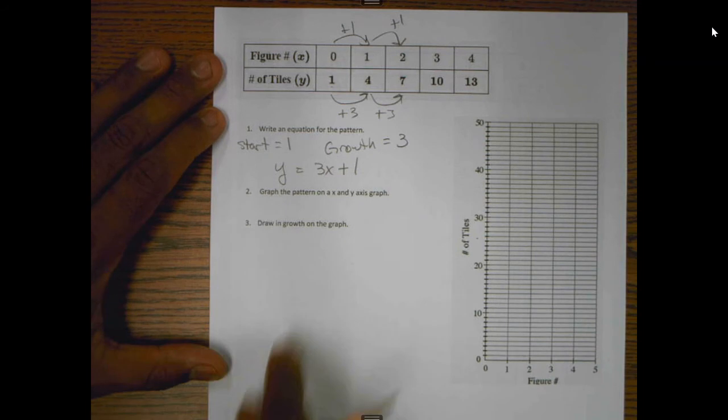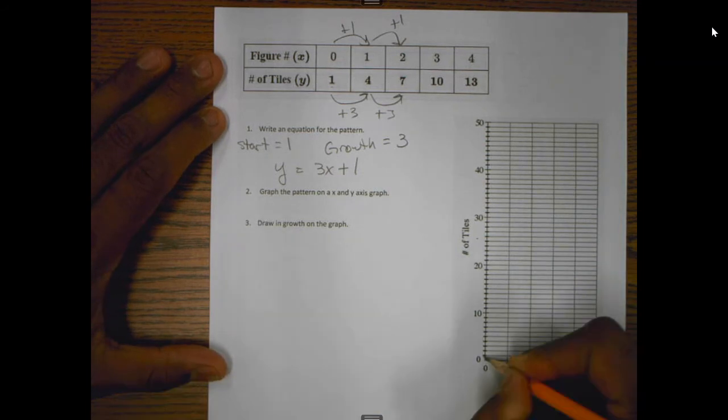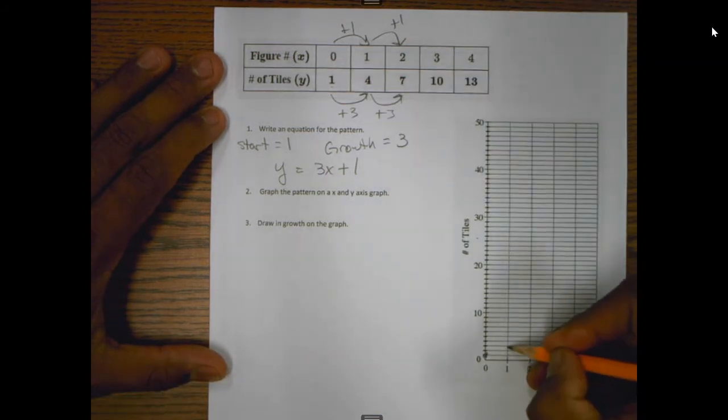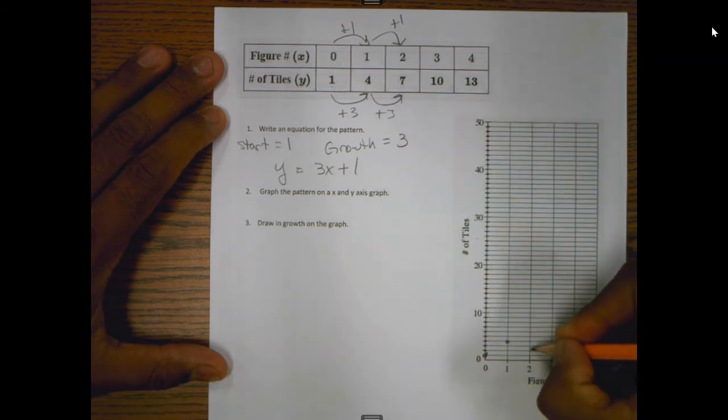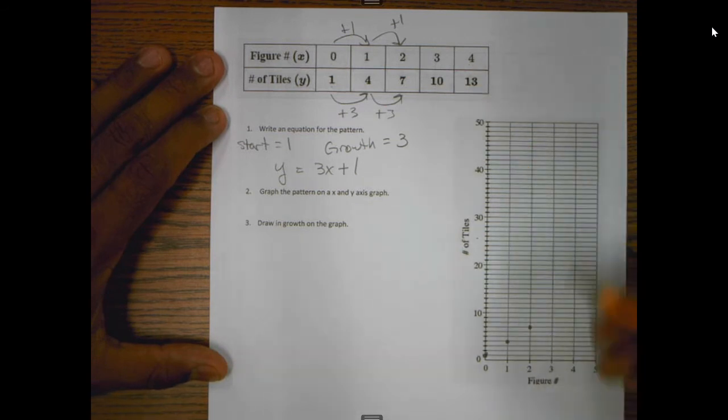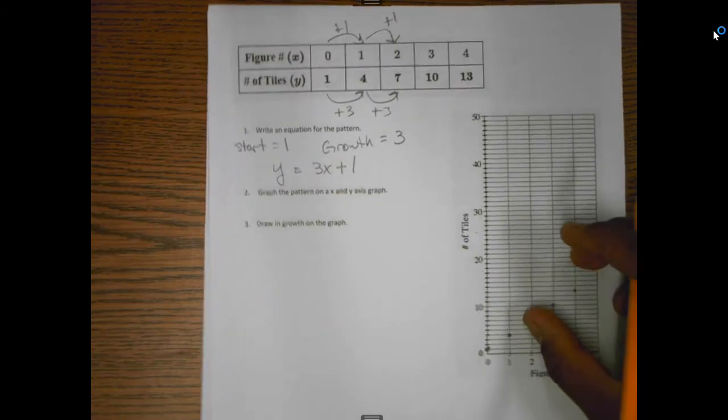So at 0, we're at 1. At figure 1, we're at 4. 1, 2, 3, 4. Figure 2, we're at 7 tiles. 1, 2, 3, 4, 5, 6, and 7. Figure 3, we're at 10 tiles. Figure 4, we're at 13. 1, 2, and 3. Drawing our line again here.